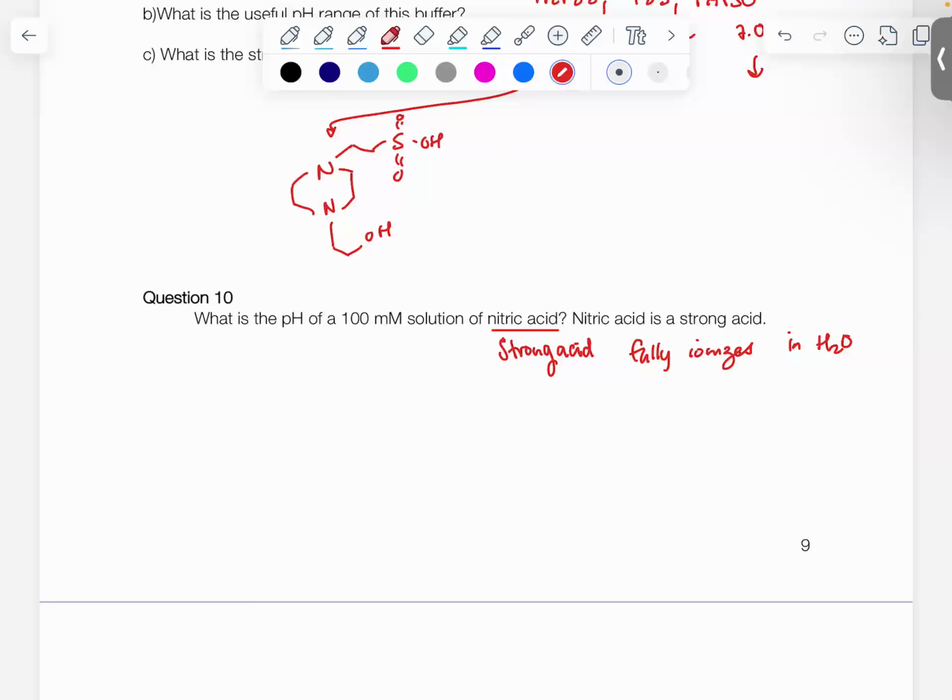And so if we're looking for our concentration of protons, we can assume that this nitric acid has fully ionized into its protons. And so our first step will be to take millimolar and convert to molar. The factor there is 1,000, so you can do 100 divided by 1,000, get 0.1 molar.